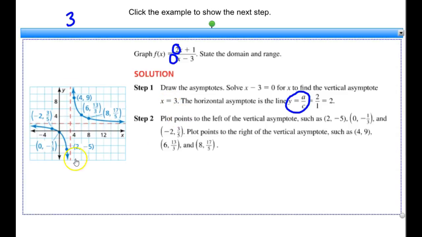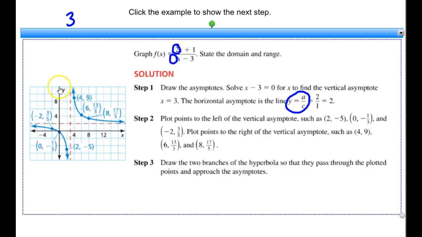So now once I've figured out where those asymptotes are, again, I pick some points to the left and to the right of my vertical asymptote, and then I plot those. I just plug those x values in and go from there. So if I pick an x value of 0, I substitute in 0 for both of my x's, and I solve and come up with my y value. Then I connect those points together, and I draw my branches and go from there.